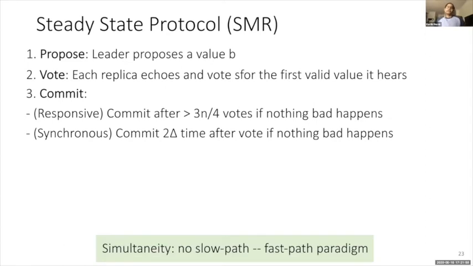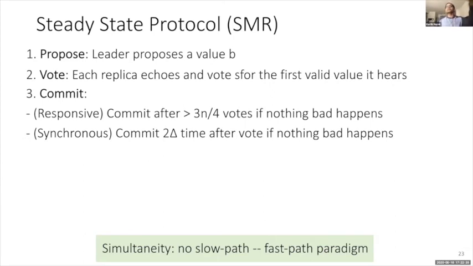One important thing to note is, given what we discussed with the slow path, fast path paradigm, the replicas are not agreeing on what path to commit to ahead of time. So we are not in this paradigm anymore. At any point in time, replicas keep both of these commit rules open. If the responsive commit rule hits, I'll commit using the responsive rule. If the synchronous commit rule hits, I will commit using the synchronous rule. So we have this notion of simultaneity, which allows us to get a better latency.